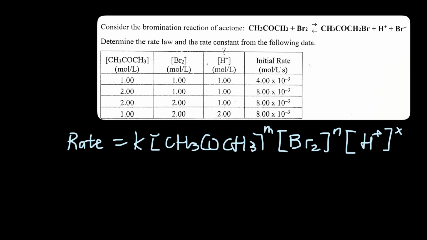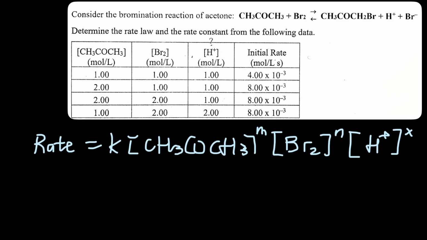Okay, now we'll do some inspection to figure out the rate orders. So for this one, we'll look at an experiment where the concentration will change, but where the other concentrations are constant. So given that when you double the concentration of this, the rate will also double. That shows us that this M, this reaction order, is 1.